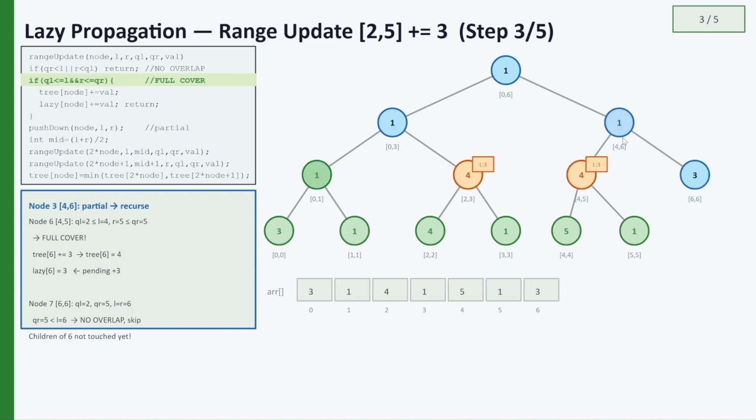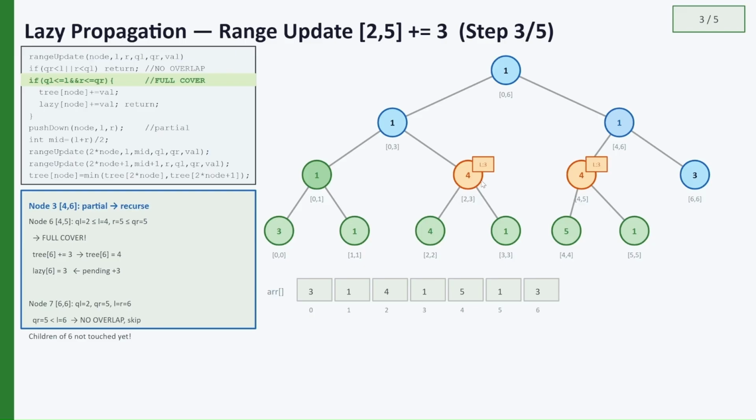Over on the right side, node 3 covers 4 to 6. Again, partial overlap. Node 6 covers 4 to 5, which is fully covered by our query range. So we'll do the same thing as before. Add 3 to tree 6 and set lazy 6 to 3. Node 7 covers 6 to 6. That's outside our range entirely, so we'll skip it.